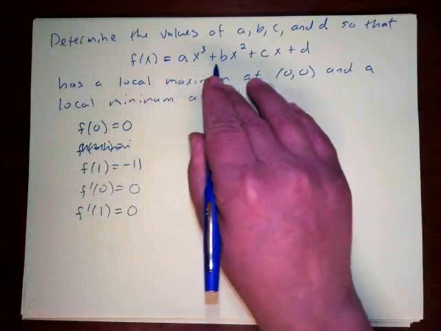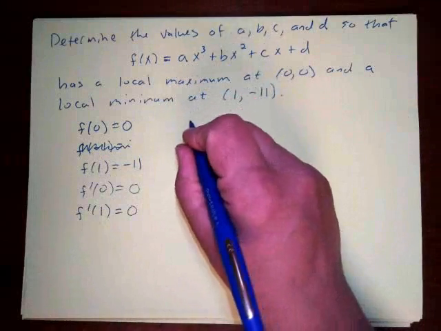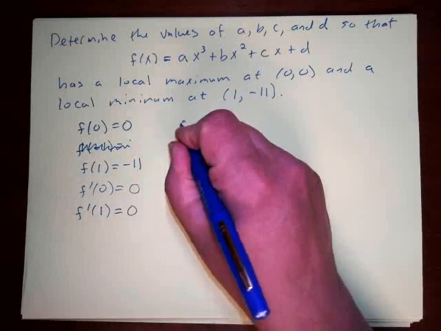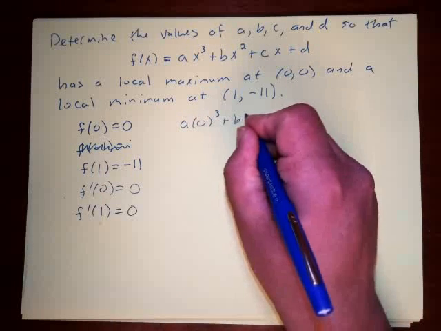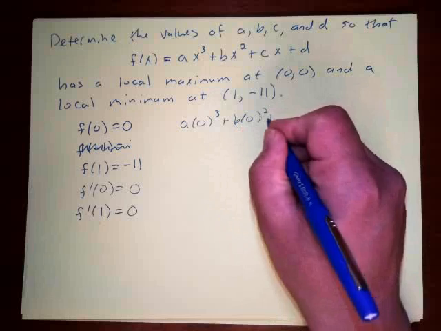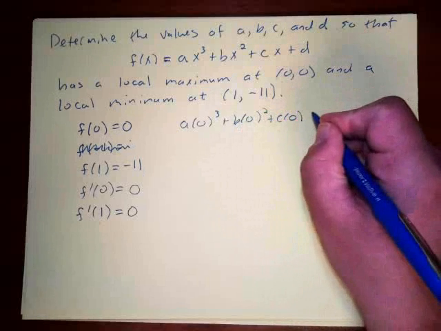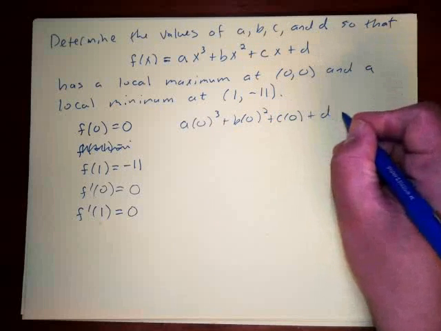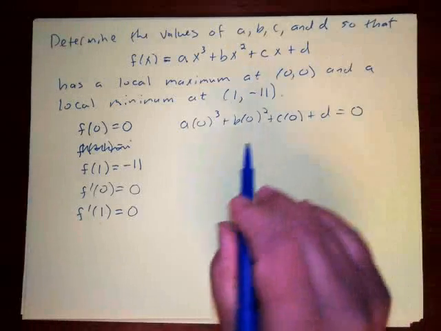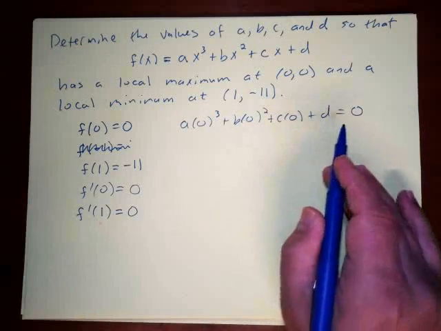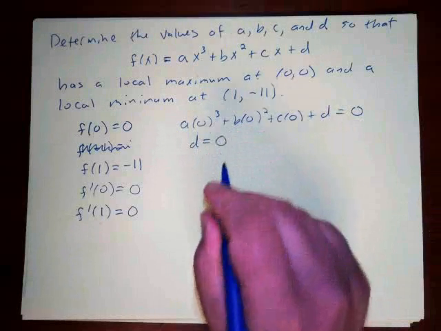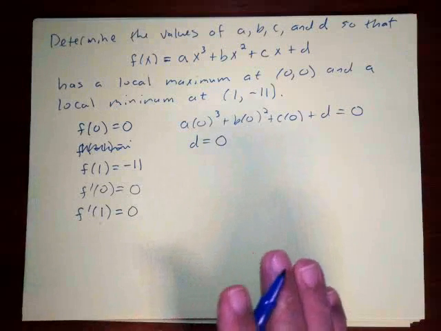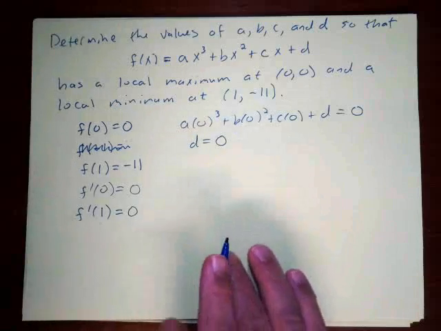If I put in 0 here, it's going to have to equal 0. So I put 0 into my polynomial, and this has to equal 0. Well, this is nice because they all go away, and so what I learned there is that D has to equal 0. So I already got one bit of information.